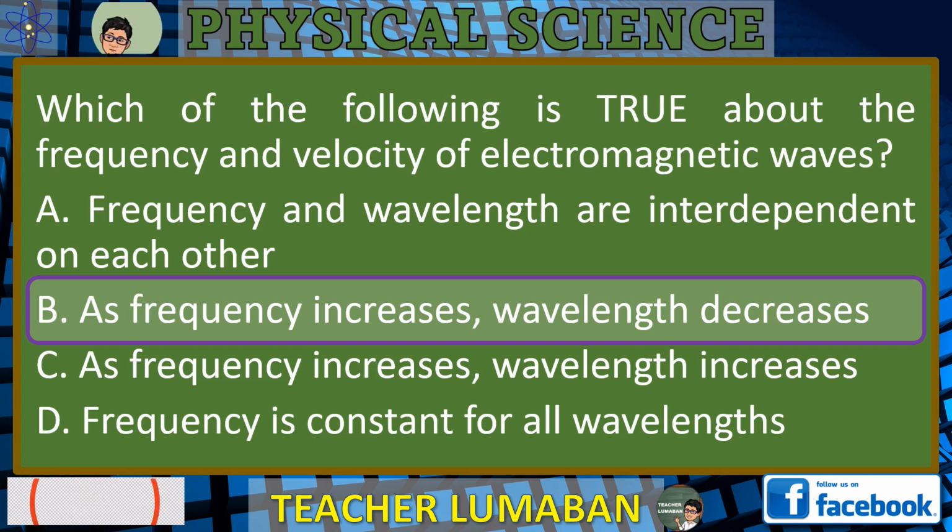Option A is incorrect because frequency and wavelength are interdependent but not in a way that one determines the other. They have an inverse relationship, but they are separate properties of electromagnetic waves.